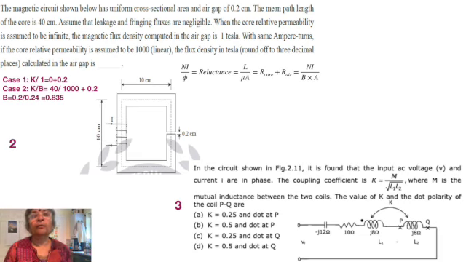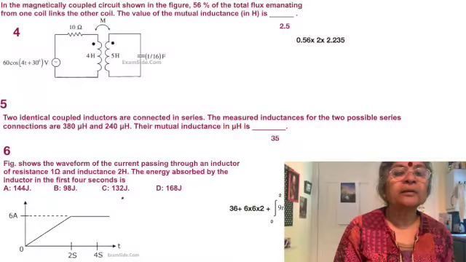fluxes have to be opposing in nature, the dot has to be on the Q terminal, such that the current in a series circuit enters in the first coil at the dotted and exits from the second coil at the dotted terminals. Okay, so let's move to the next problem.